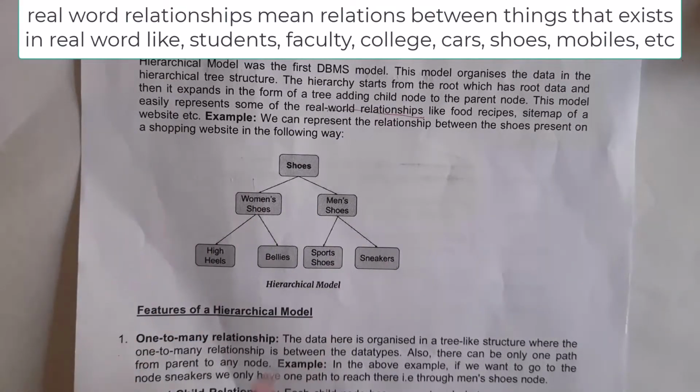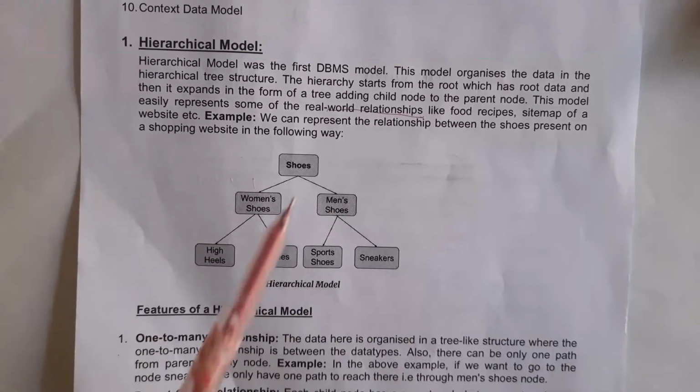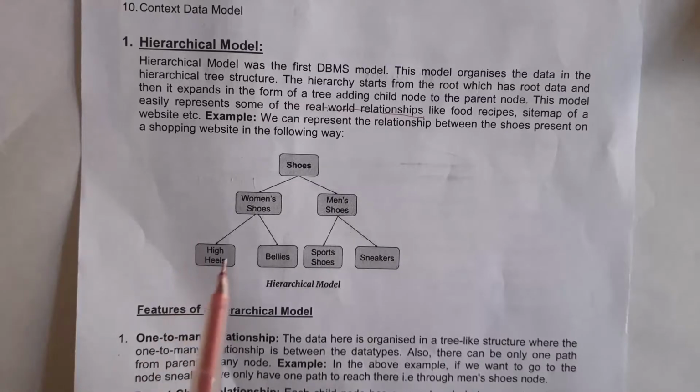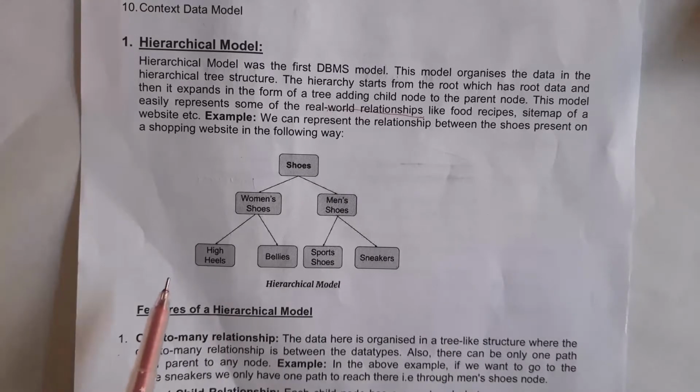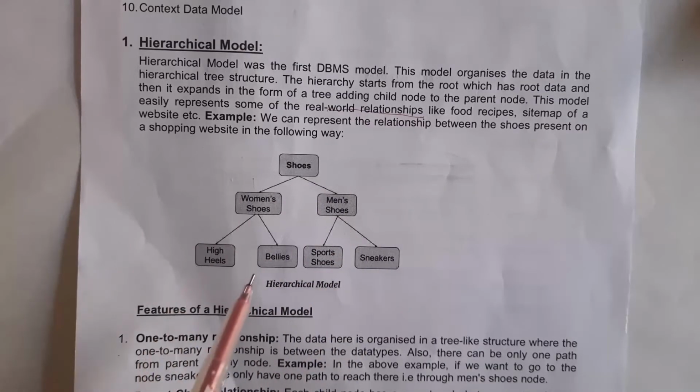This is a simple example to represent the relationship between shoes using the hierarchical model, where shoe is the root node. Shoes are classified into two categories: women's shoes and men's shoes. Women's shoes contain high heels and bellies, and similarly men's shoes contain sports shoes and sneakers. We call shoe the root node, women's shoes and men's shoes the parent nodes, whereas high heels, bellies, sports shoes and sneakers are child nodes.